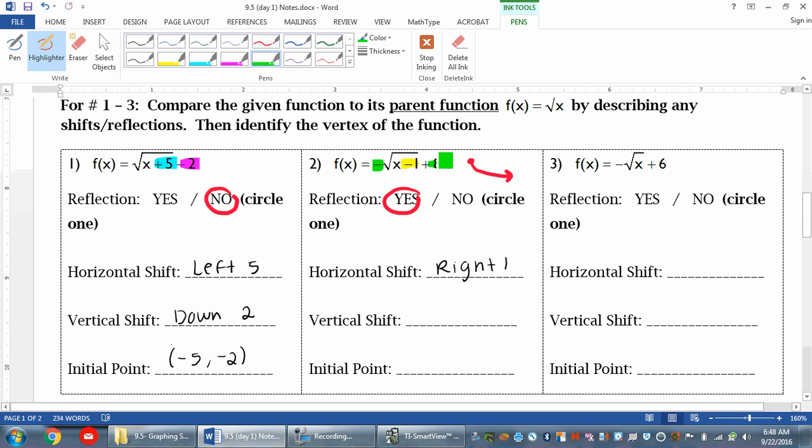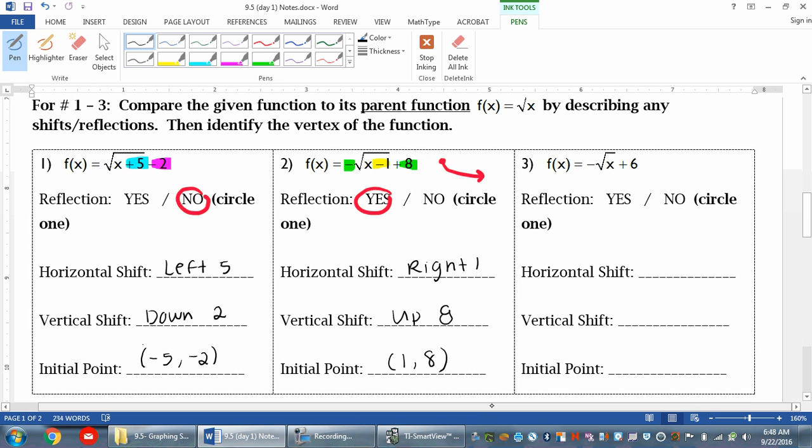And this +8 means up 8. So putting it all together, my initial point is 1, comma, 8. To get to 1, I go right 1, up 8. That's where my horizontal and vertical shift come in. And see if there's a negative sign. So you know it's going to have a reflection.